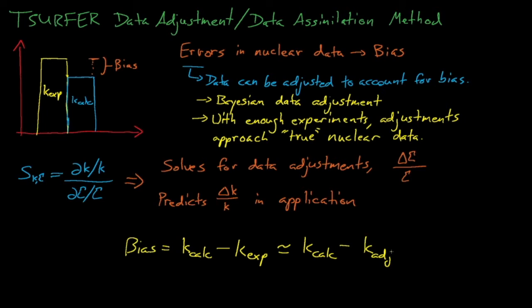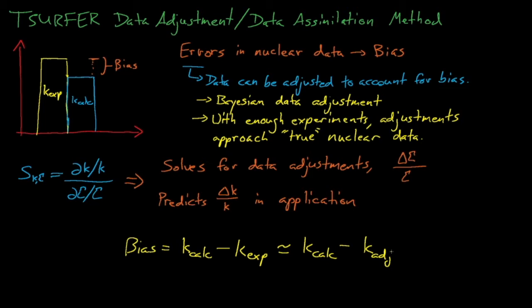In fact, the data adjustment method that we use simply solves for the set of optimal nuclear data adjustments using these sensitivity coefficients. As I mentioned earlier, nuclear data uncertainty has a predominantly first-order effect on eigenvalue estimates, so adjusting our nuclear data using first-order sensitivity coefficients makes a lot of sense.